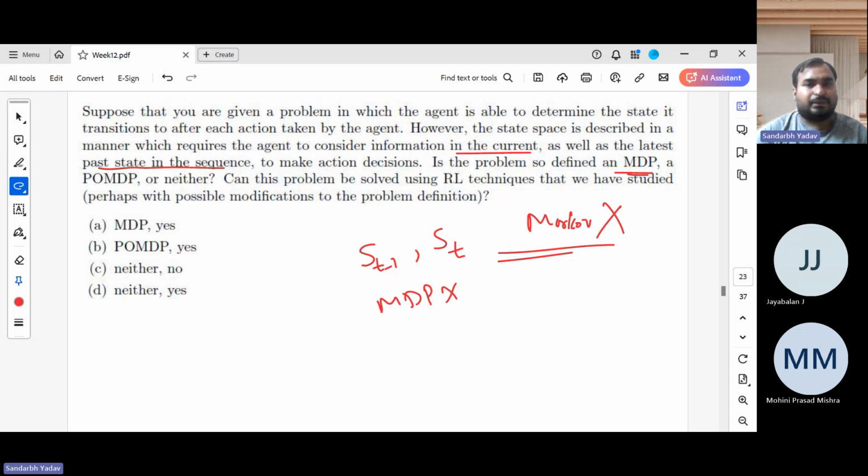Is it a POMDP? What is the main defining property of a POMDP? There should be some partial observability, right?